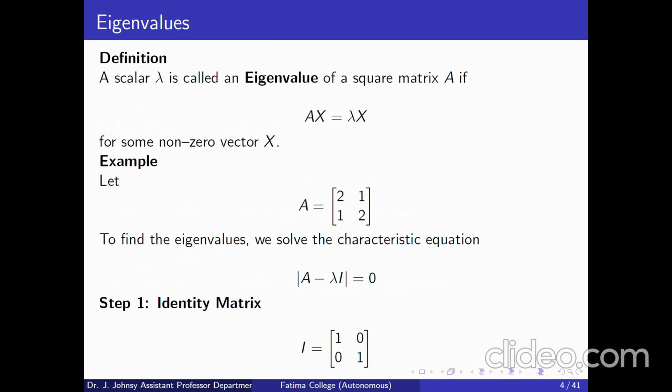Next definition, eigenvalues. A scalar lambda is called an eigenvalue of a square matrix A if there exists a non-zero vector x such that Ax equals lambda x. This vector x is called the eigenvector corresponding to the eigenvalue lambda.